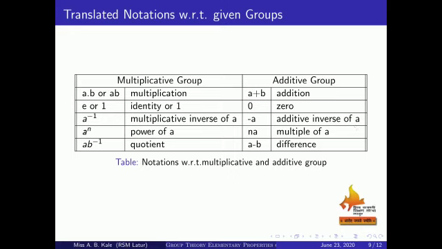A raised to n is power of A and nA is multiple of A. AB inverse, or it can be written as A by B, is a quotient of multiplicative group and A minus B is the difference of additive group.